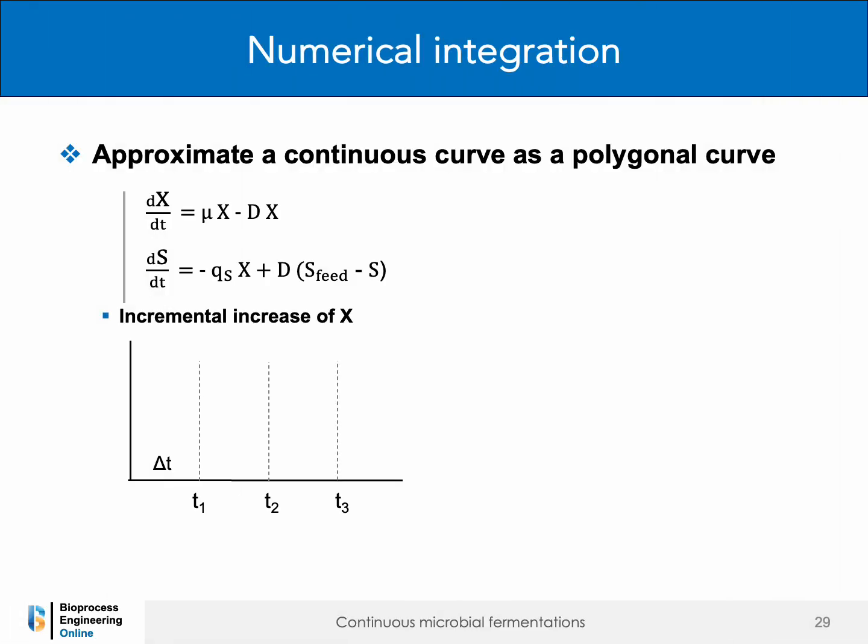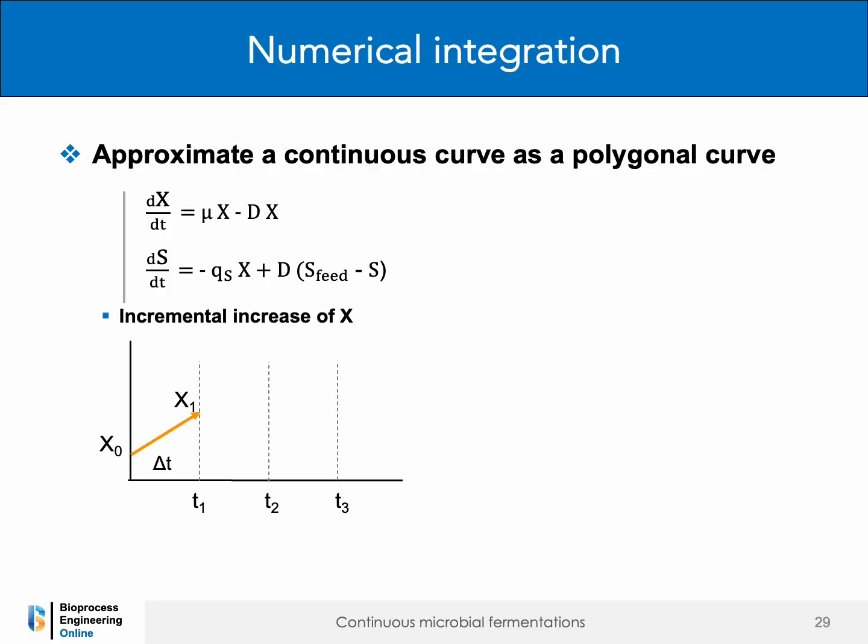The two differential equations describing the temporal variations of biomass and sugar concentrations are solved by numerical integration. Numerical integration can be conveniently performed using spreadsheets. In numerical integration, the exact solution curve is approximated by a polygonal curve composed of successive points connected by straight-line segments. These points are separated by a fixed time increment, delta t.